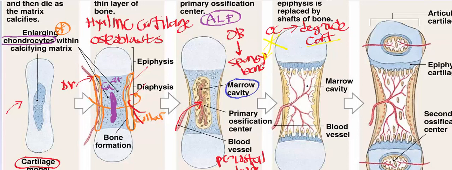So notice what happens as I go from the third picture to the fourth picture. That space inside the center of what will become the diaphysis is getting larger and larger. And that's, again, what we call the marrow cavity or the medullary cavity. And it's filled with blood vessels.